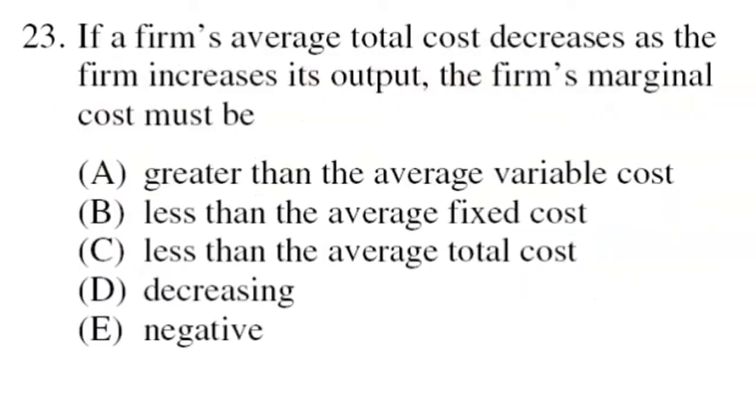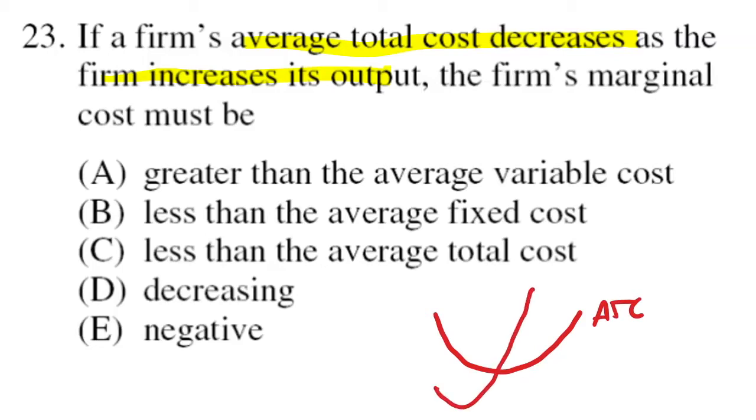Next question. If a firm's average total cost decreases as the firm increases its output, the firm's marginal cost must be what? Remember what we said: our ATC is always going to be U-shaped, and our marginal cost is always going to intersect it at the ATC's minimum point. We can also say our AVC's minimum point, because the ATC and AVC are not the exact same curves, but they follow the same principles.